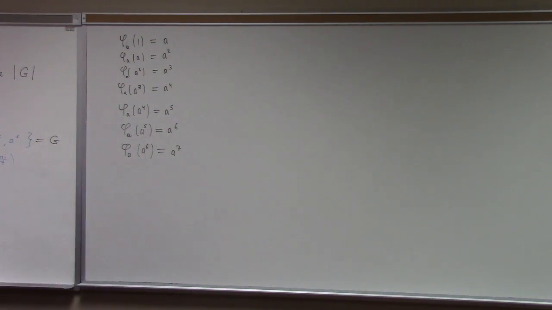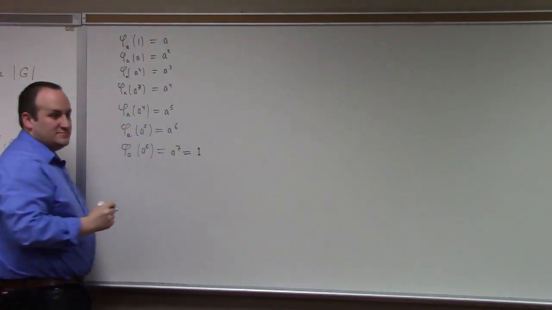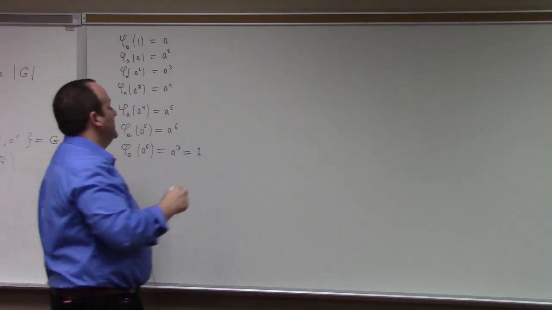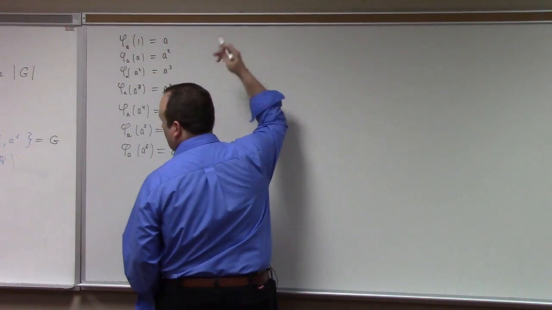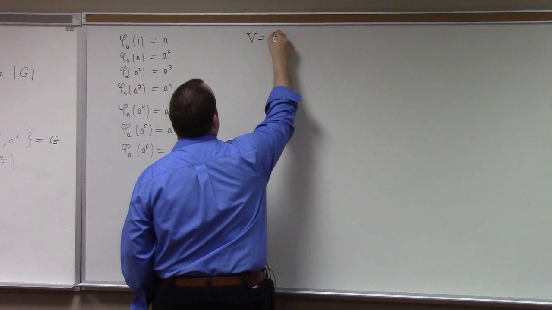Oh, I'm sorry. What is 8 to the 7th? It's 1 again, right? So if we take this as the basis for the group ring, I guess we're working over the reals, so V equals RG, right?